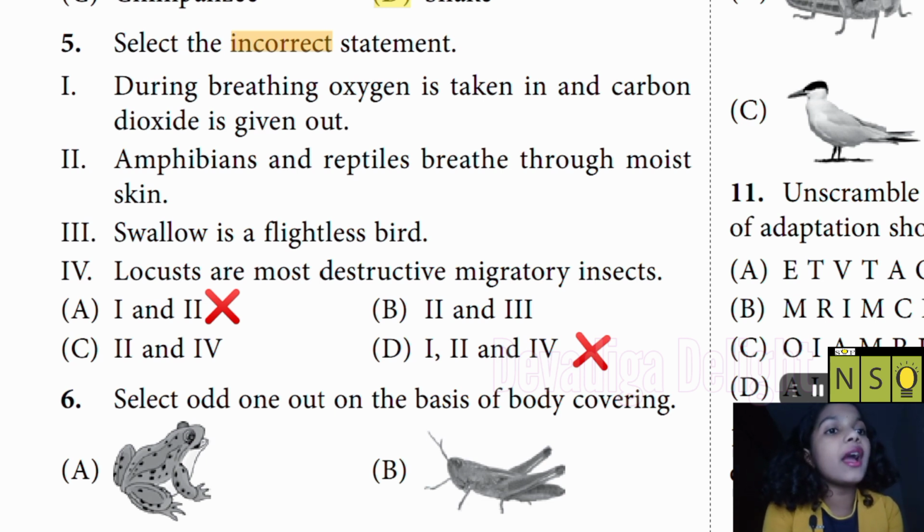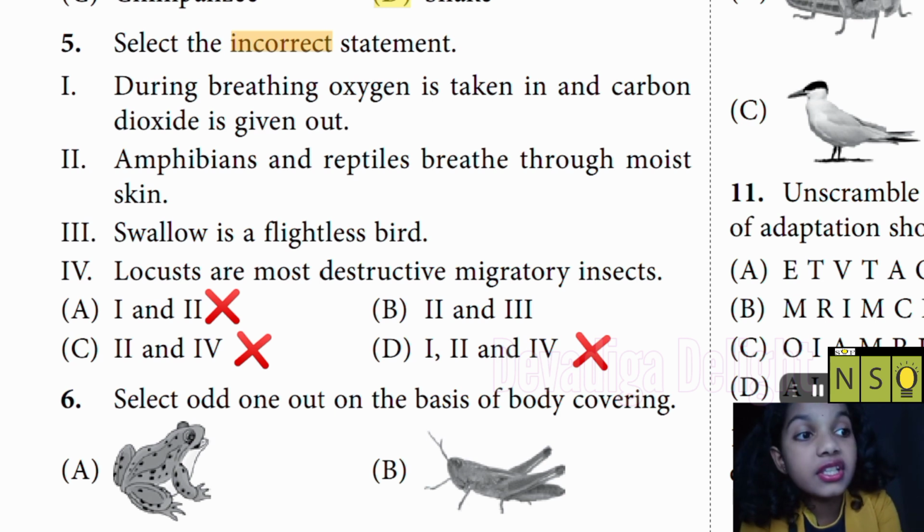Locusts are the most destructive migratory insects, which is true because they form a big group, and they travel and migrate, as I have said in my last video, from 5 kilometers to more than 100 kilometers. Also, if there are crops in the way, they destroy them, and while destroying crops, they also destroy some other insects. That makes them the most destructive migratory insects. So the fourth one and the first one are right, but they are asking for the incorrect statement, not the correct statement.